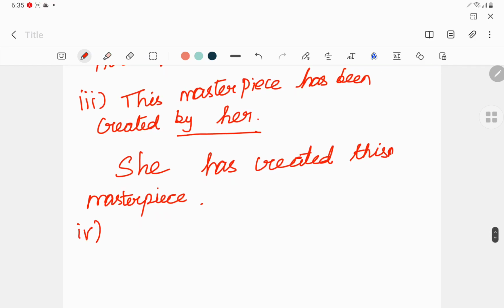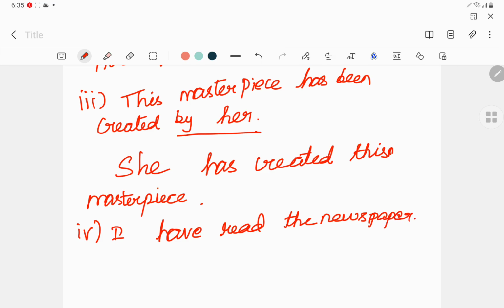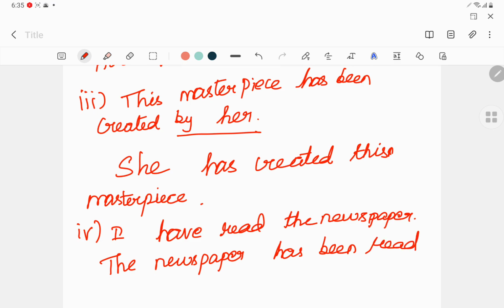And then if you have an example like I have read the newspaper. I have read the newspaper. So here the newspaper is the object. The newspaper has been, because third form of the verb read. So you want to pronounce that as read only. The newspaper has been read by me, because I is here.